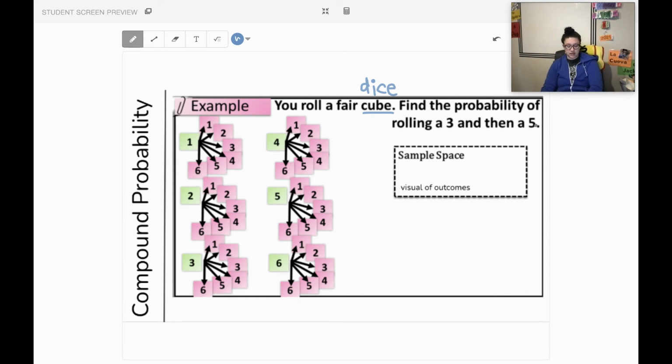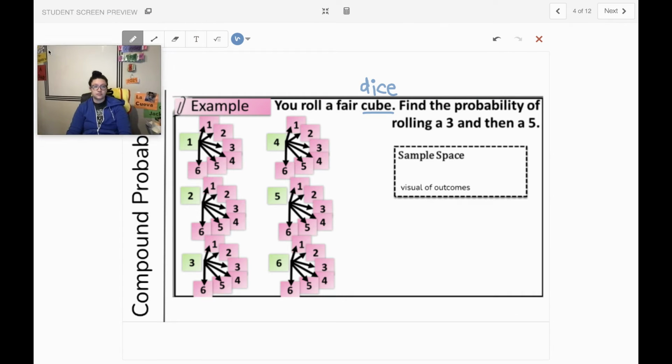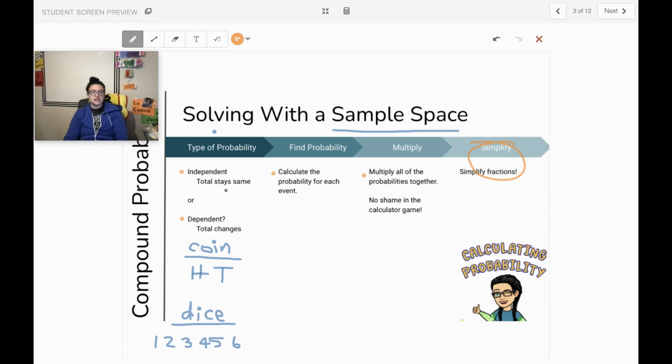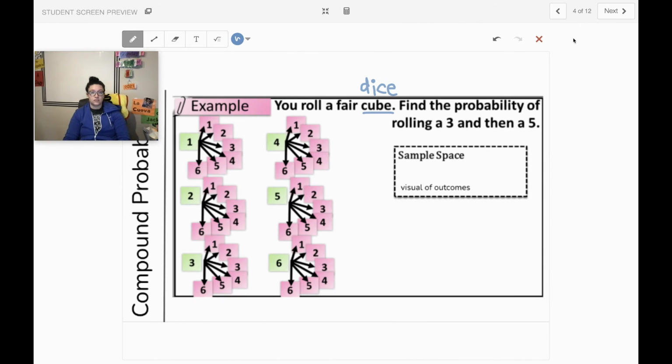So first I need to think: is this going to be an independent or dependent probability? Independent means the first thing doesn't affect the second one. Does what I roll on my dice the first time change what I roll the second time? No, they don't change each other. Numbers don't go away. These are independent probabilities.